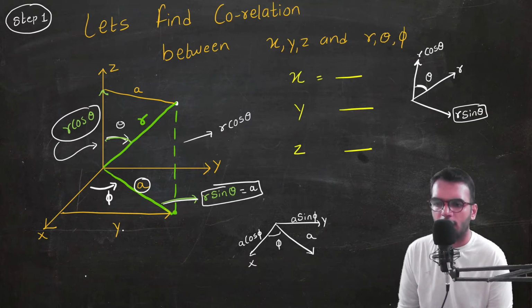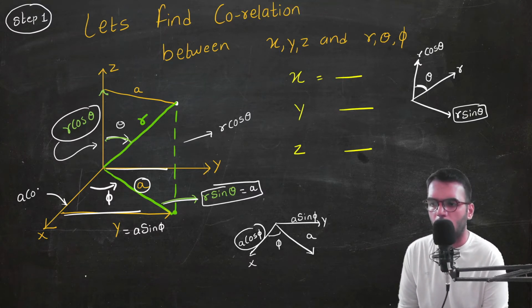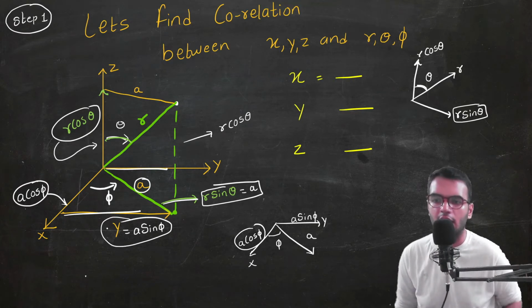So this is my Y. This is my line parallel to Y. So what will this line become? This will become A sin phi. This is my x-axis here. What will my x-axis become? The x-axis will become A cos phi.